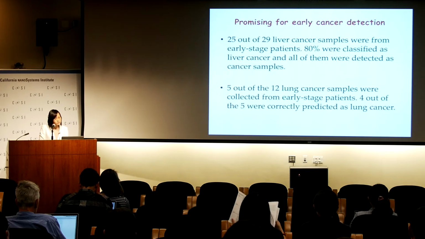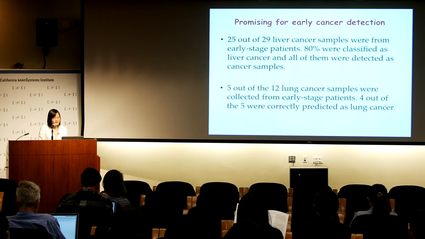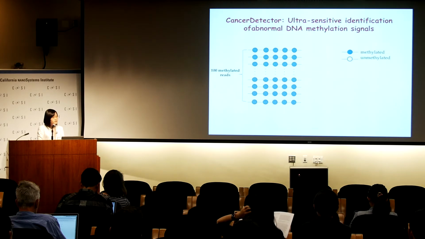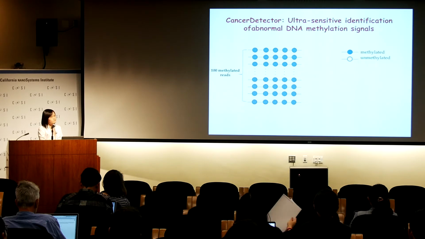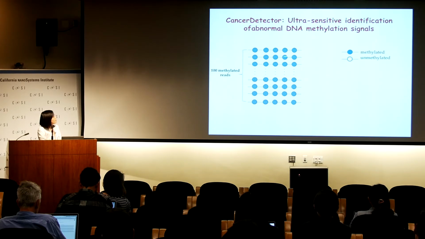And we also developed an upgraded version. We recently developed a more powerful version we call CancerDetector, that can identify abnormal DNA methylation signals in an ultra-sensitive fashion. So let me show the intuition of this method. Here you have 100 methylated reads. This solid circle means methylated, and this open circle means unmethylated.